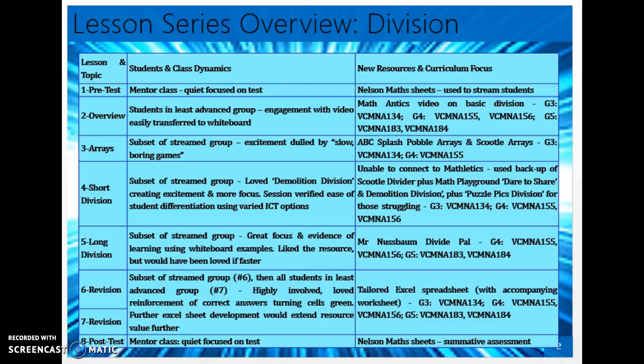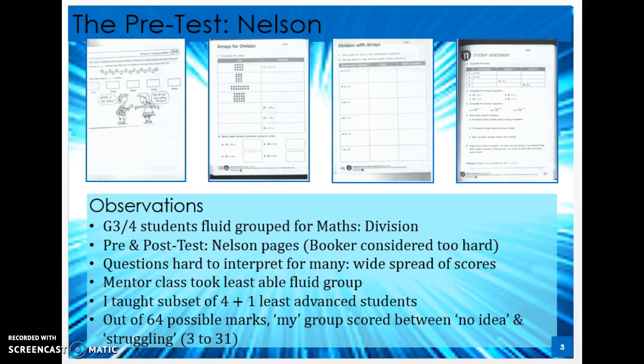4+1 because the +1 is a child with learning difficulties and he was sometimes able to make it and sometimes not. It's a fair problematic, certainly challenging when he was present, but a good learning experience nevertheless. Lesson 6, I then did some revision with my subset students. Lesson 7, I did revision for the whole fluid group, and then we finished with the post-test.